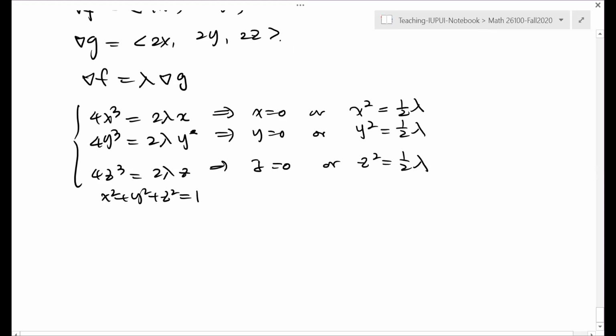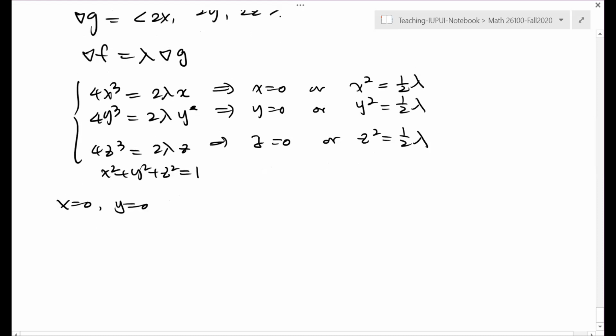Well, one case must be excluded. X squared plus y squared plus z squared should be 1, so you cannot say x equals 0, y equals 0, z equals 0. Right? So there's a possibility, for example, when x equals 0, y equals 0, then z squared equals half of lambda. Put it into the equation: 0 squared plus 0 squared plus z squared equals 1. So 1/2 lambda equals 1. This implies lambda equals 2.